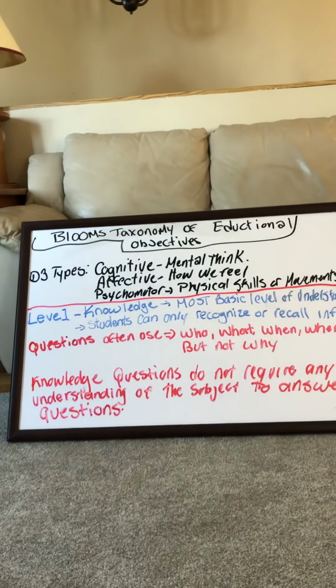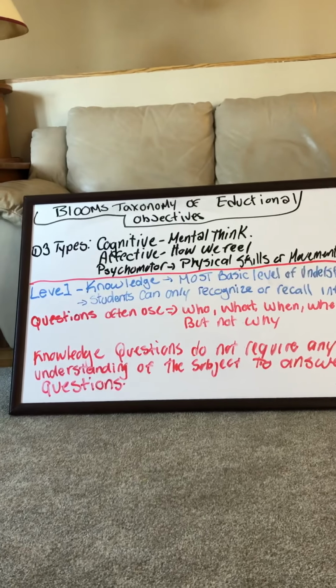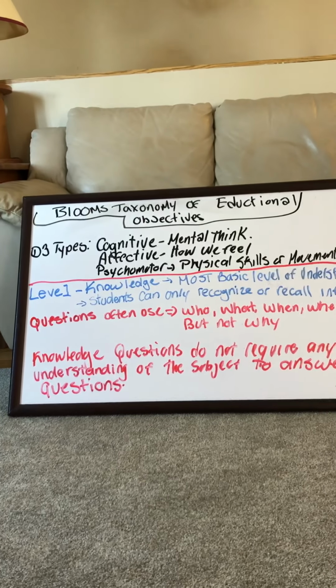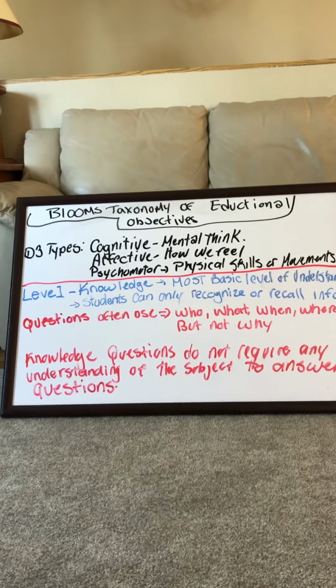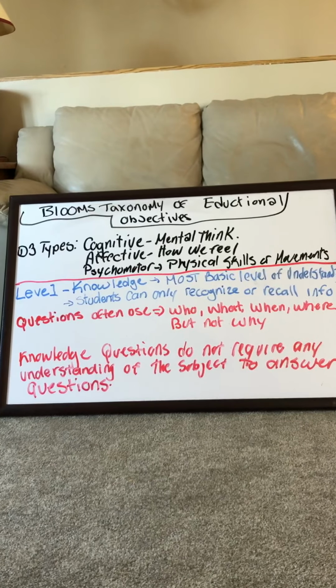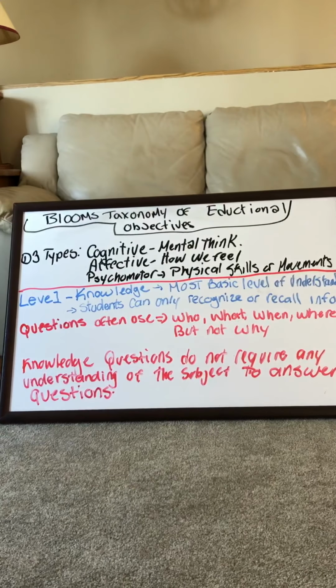Bloom basically says there are 3 types, or 3 domains, to understanding. Cognitive, which is your mental and thinking. Affective, how we feel about something. And psychomotor, physical skills or movements. Today we're going to do the cognitive domain, all right?